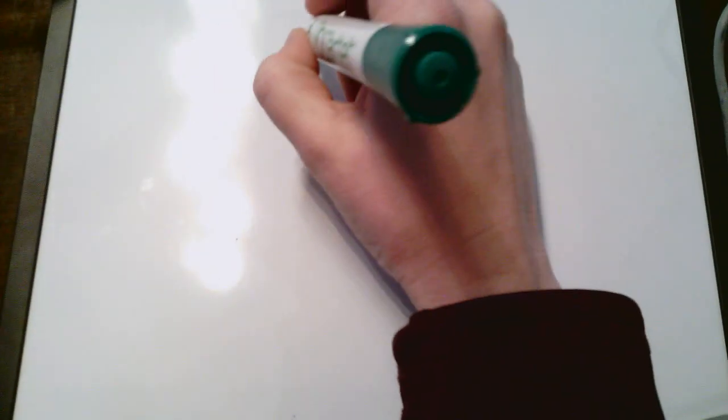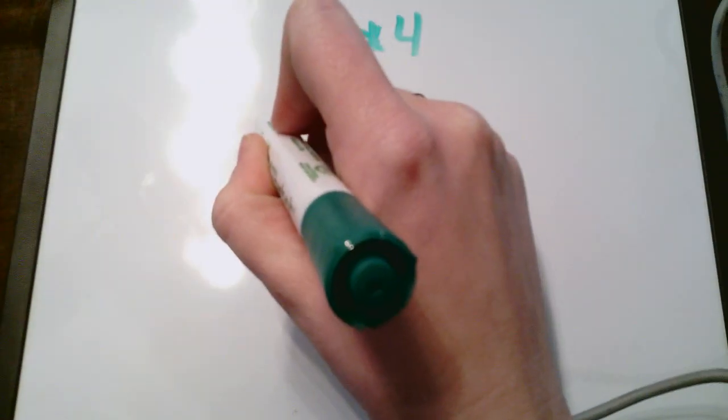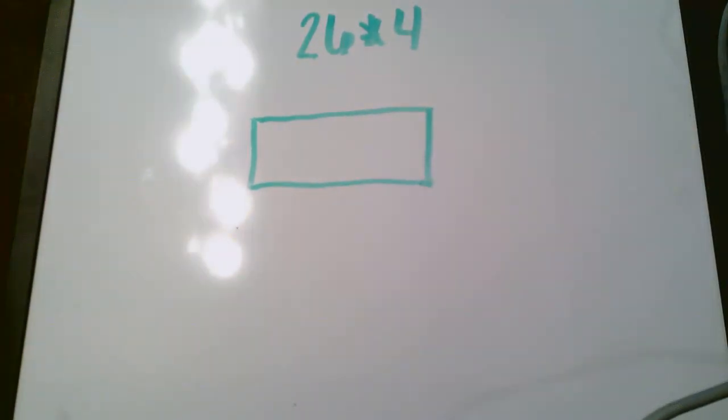All right, we are going to practice the area model for multiplication using the practice problems from the Google Slideshow. So our first problem is 26 times 4. So we set up our box, and we need to break apart 26 into its place value methods.